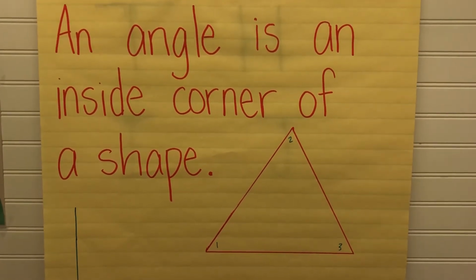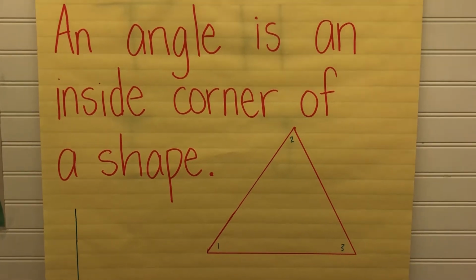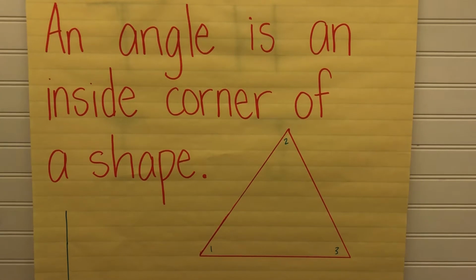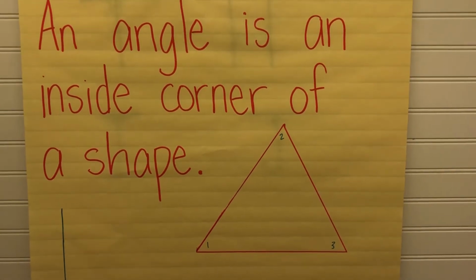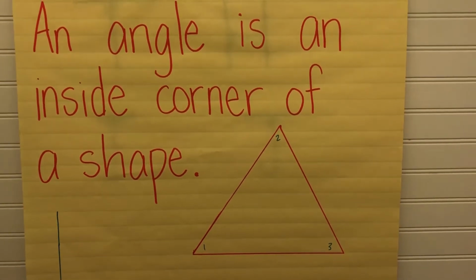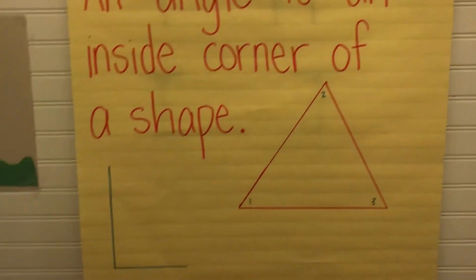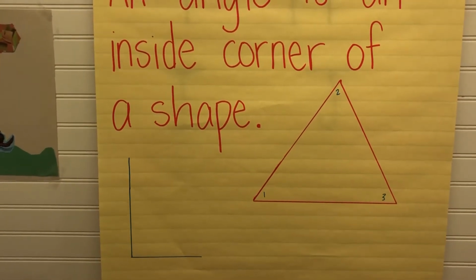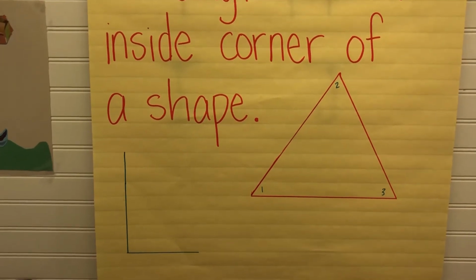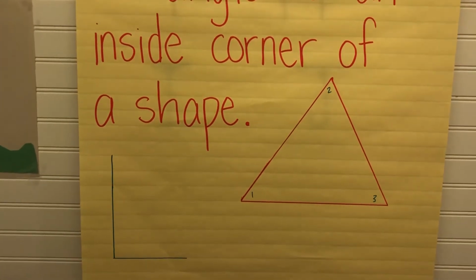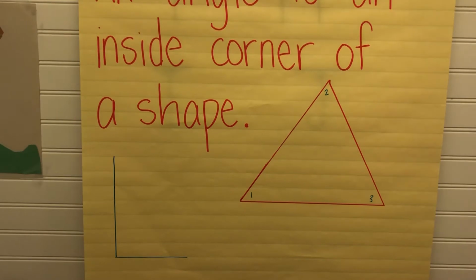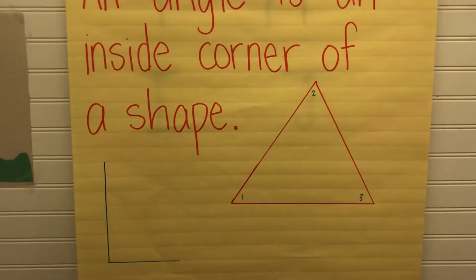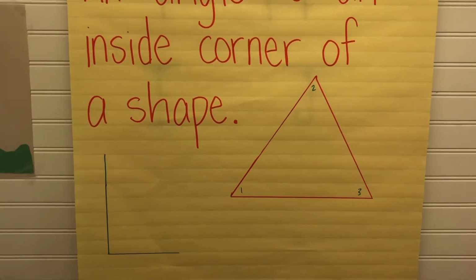If you see where I've written the numbers 1, 2, and 3, where each of those numbers is, that's an angle. However, none of those angles are right angles. A right angle is an angle where the two sides meet and they look like the letter L. Another way to think of that is the edge of a piece of paper, a corner of a piece of paper. That is a right angle.